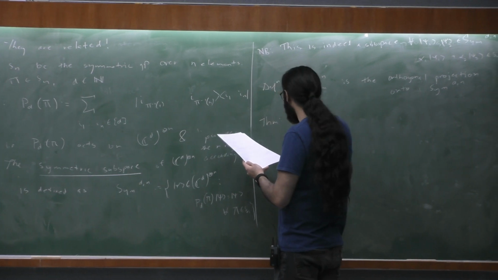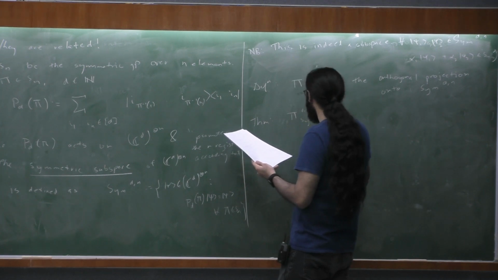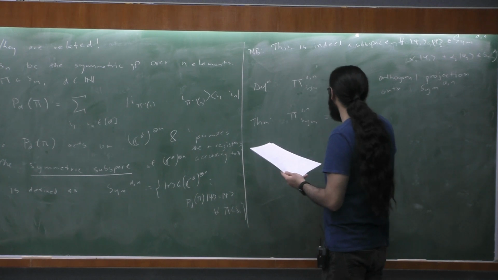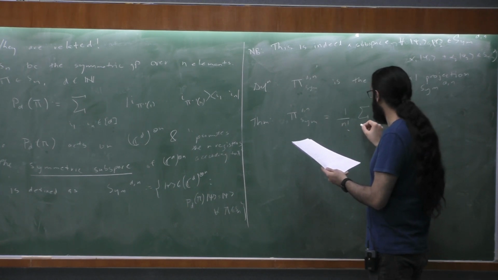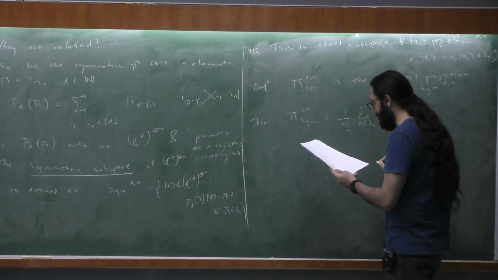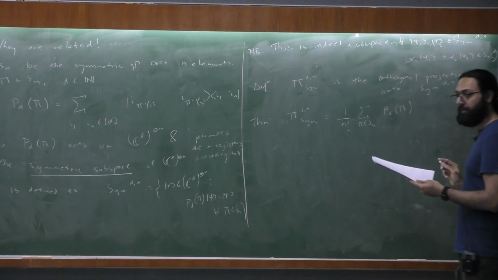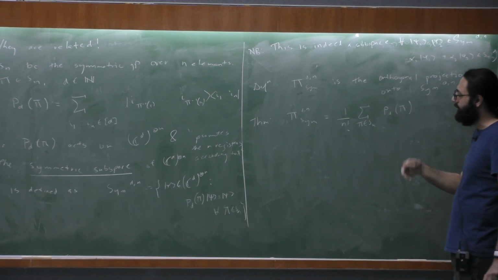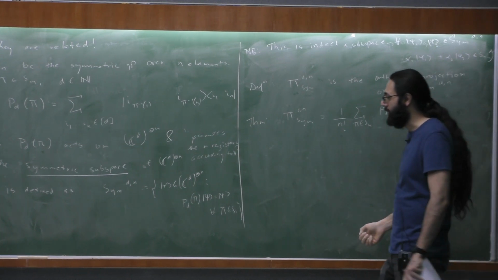Then what's the theorem? Here's an interesting theorem. It says this projector you can write in terms of the P_d's. How can you write it? This gives you all possible permutations, and you sum over all possible permutations. You apply all possible permutations, and that is essentially a projection onto the symmetric subspace.